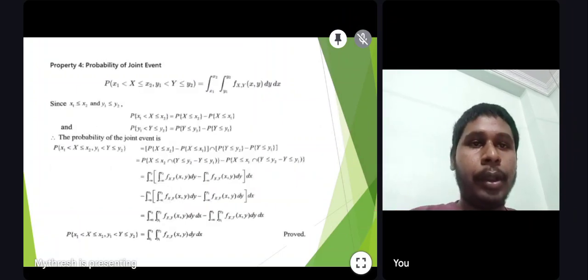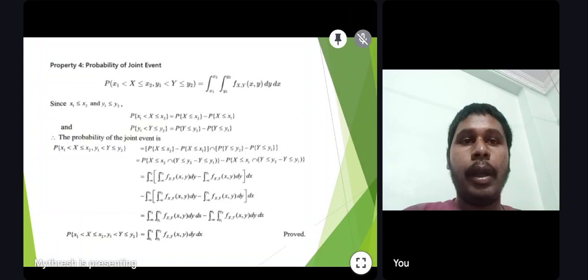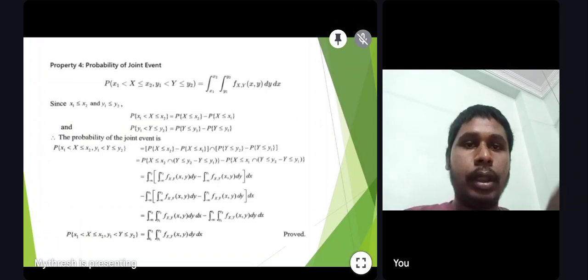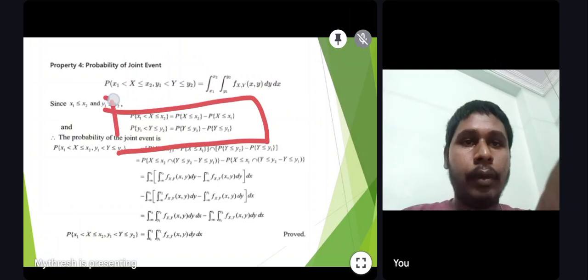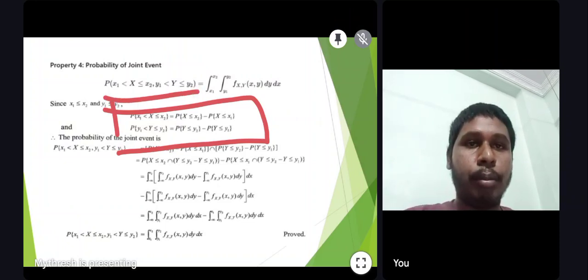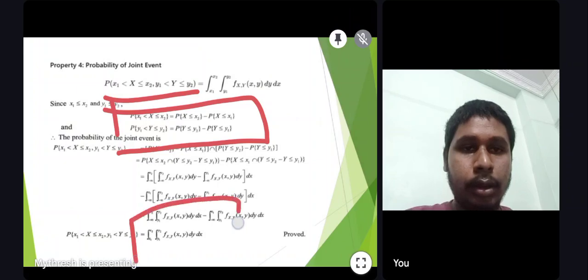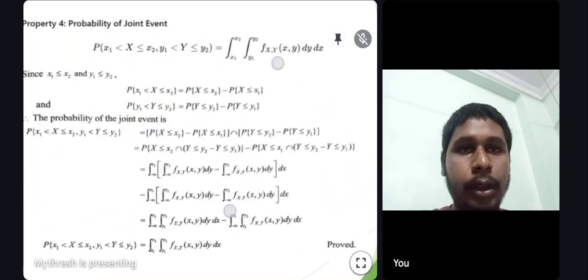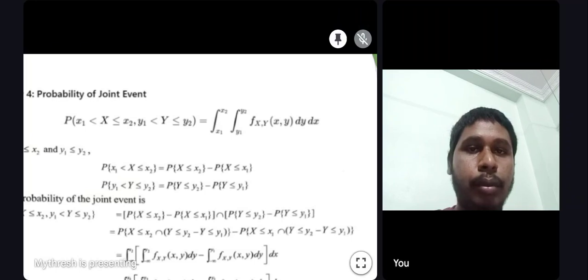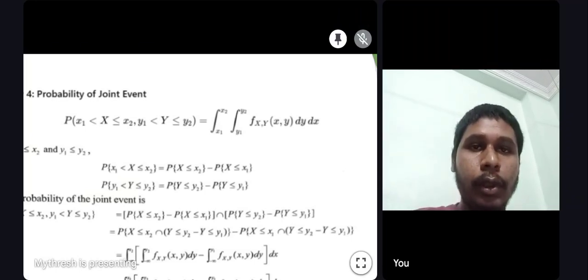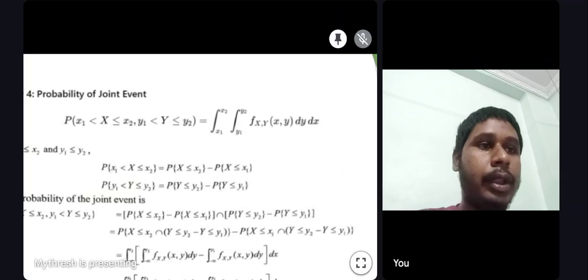The fourth property we learned is the probability of a joint event. So let us consider an event with x1 and x2 and y1 and y2. Further, we apply the event conditions like this, and we have to prove that the joint probability of joint events can be represented like this in the continuous case. So let us see what it is. That is P(x1 less than x less than or equal to x2, y1 less than y less than or equal to y2) is equal to the integral from x1 to x2, integral from y1 to y2 of f(x, y) dx dy.